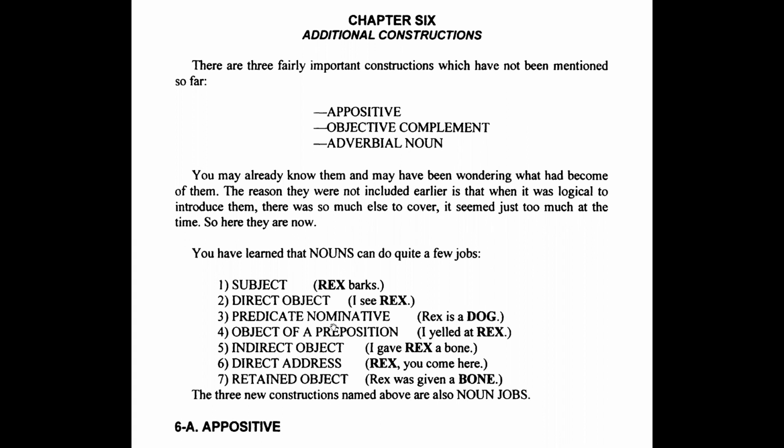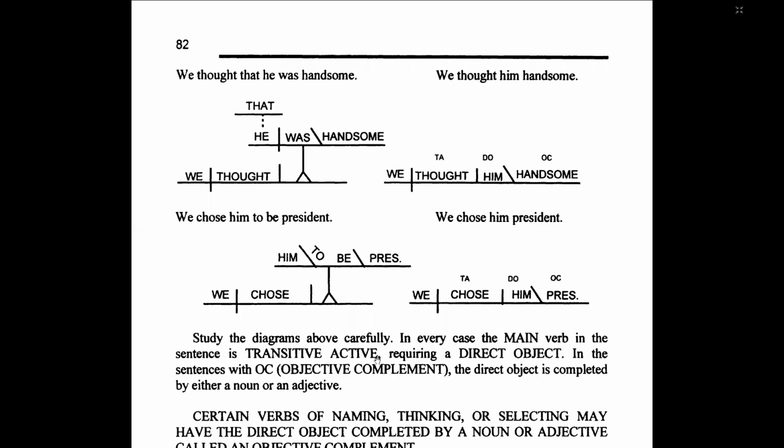We have the subject, like in Rex barks, direct object, I see Rex, predicate nominative, Rex is the dog, object of a preposition, I yelled at Rex, indirect object, and so on. Okay, all of these are examples of noun jobs. So the first noun that we're going to use is the appositive.